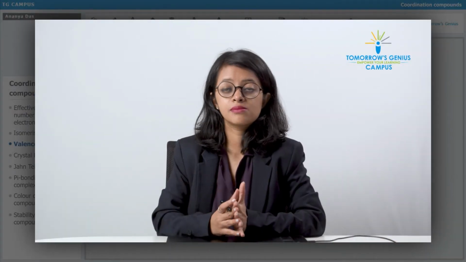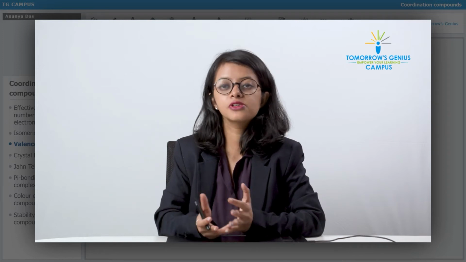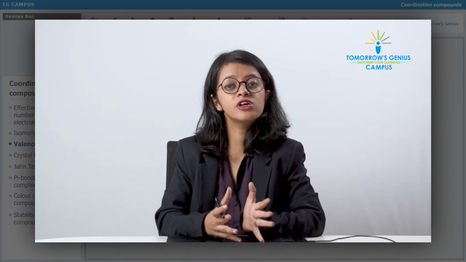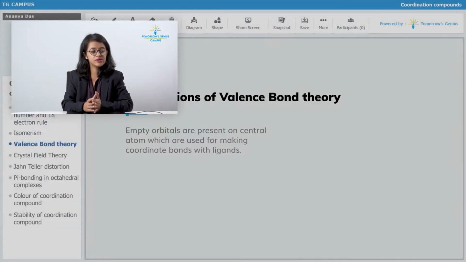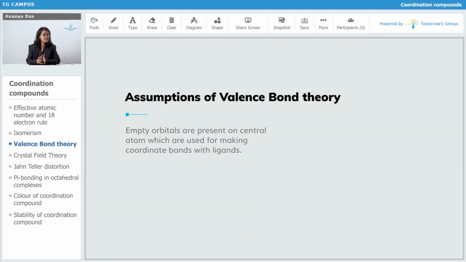Every theory makes some assumptions. So valence bond theory also has its own assumptions. This is the first assumption of the valence bond theory. It states that the empty orbitals are present on the central atom, which are used for making coordinate bonds with ligands. Means there should always be empty orbitals present on the central metal atom.